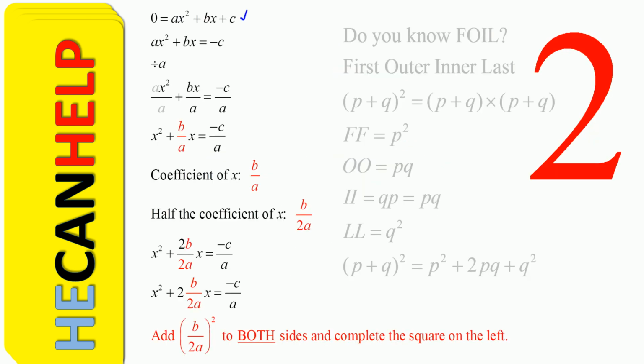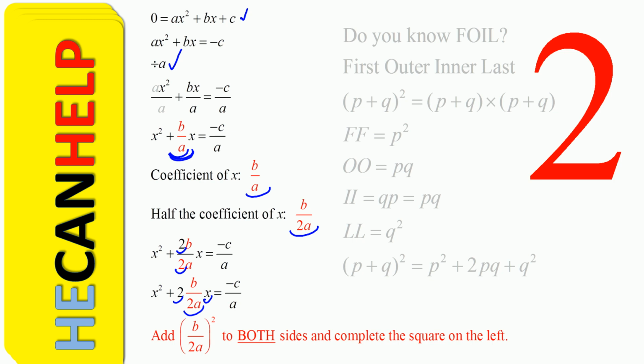So 0 is equal to ax squared plus bx plus c. Divide throughout by a, and so you get x squared plus b over a x equals negative c over a. The coefficient of x is b over a. Half the coefficient of x is b over 2a. To get half the coefficient of b over a, you have to multiply and divide by 2. So multiply and divide by 2 and rearrange. Take the 2 to the left, and you have b over 2a times x, and that is equal to negative c over a.